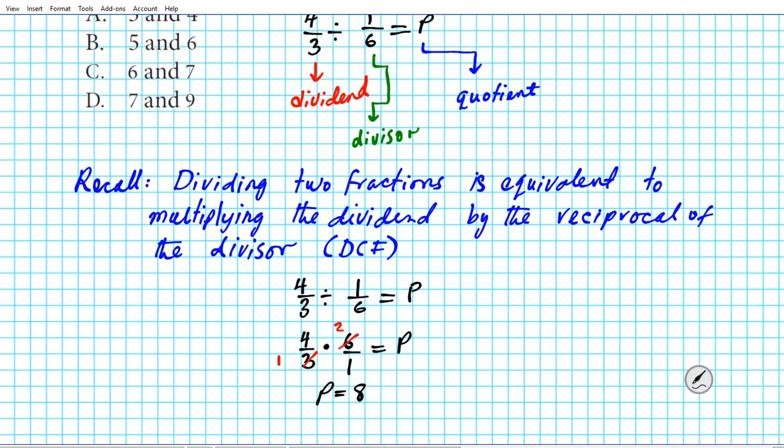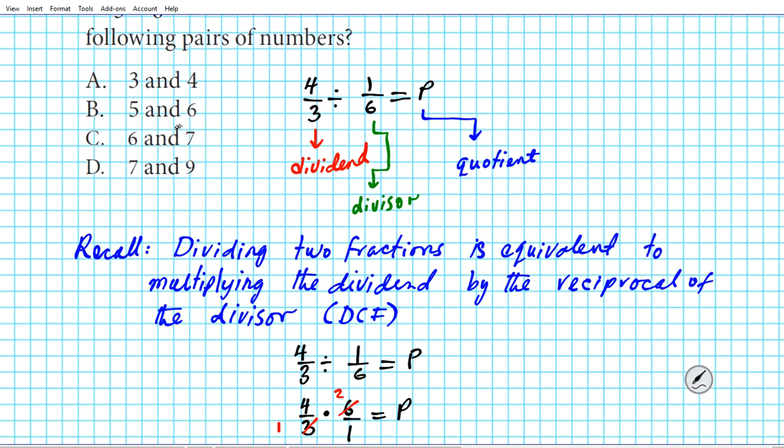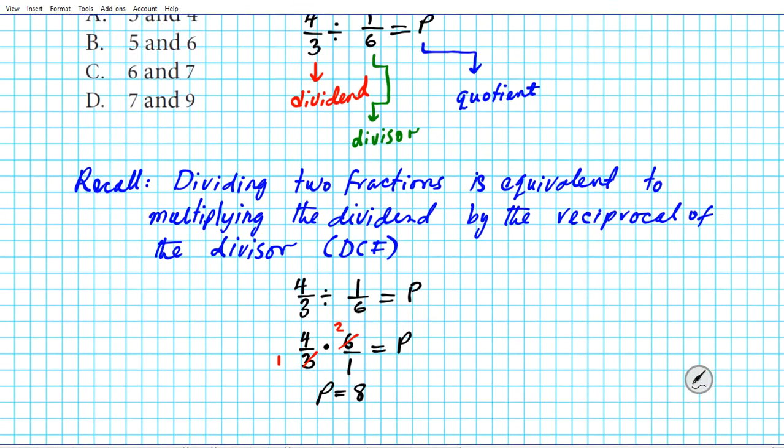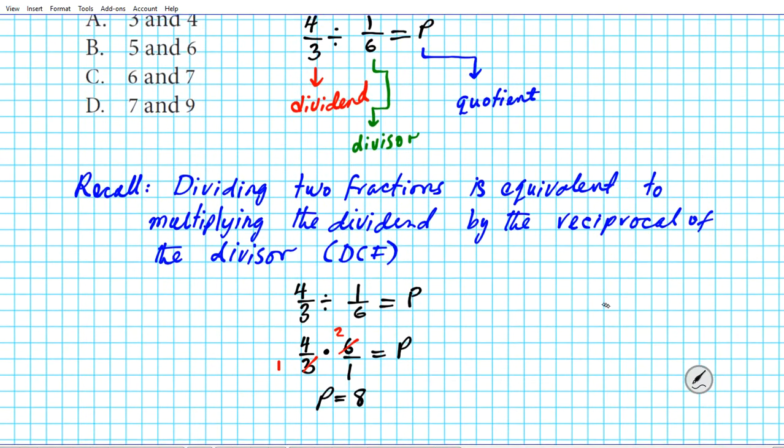So the question is, which of these pairs of numbers is 8 between? 8 is between 7 and 9, right? So our answer is going to be option D, because 8 is between 7 and 9. So answer is option letter D.